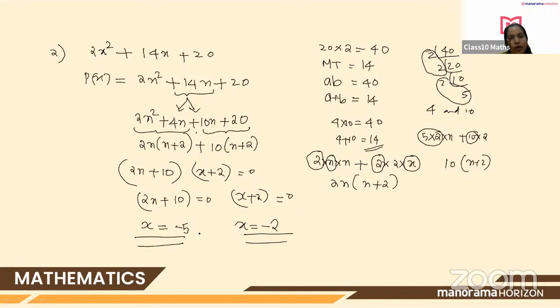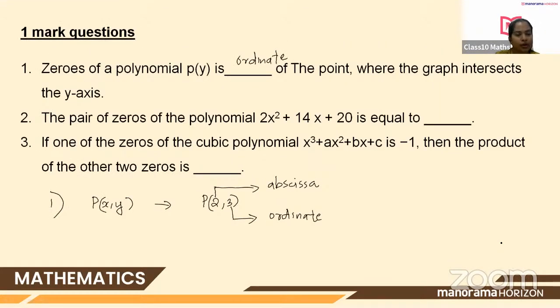So what are the zeros of this polynomial? Zeros are minus 5 and minus 2. Okay, clear? So moving to the next question. Third question: if one of the zeros of the cubic polynomial x cube plus 2ax square plus bx plus c is minus 1, then the product of the other two zeros is... Okay, so one of the zeros is minus 1.